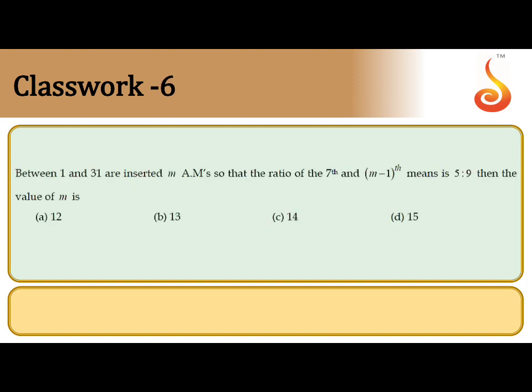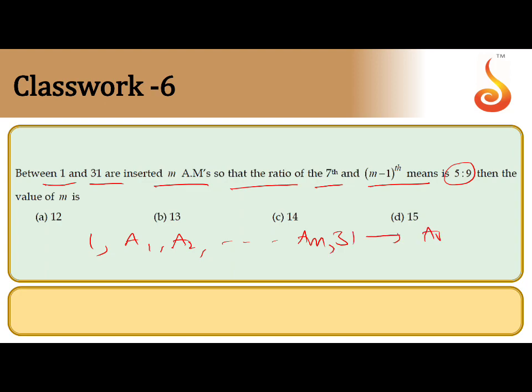So this is a little long question. Between 1 and 31, m AMs are inserted so that the ratio of the 7th and (m minus 1)th means is 5 is to 9. Then what is the value of m? So that means between 1 and 31 you have to insert AMs. The capital A1 is an AM. So we insert them between them. This sequence always forms an AP. They are given the 7th and (m minus 1)th ratios.